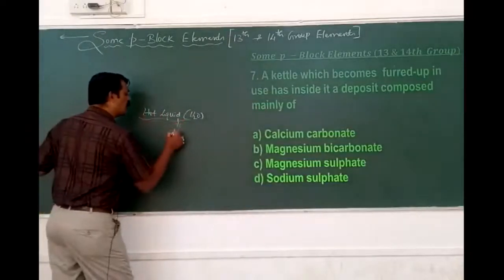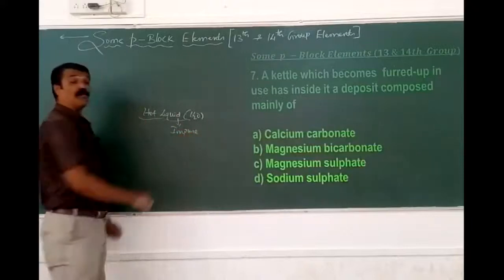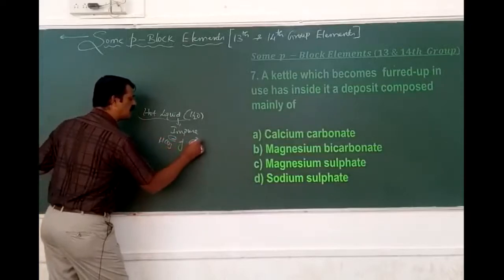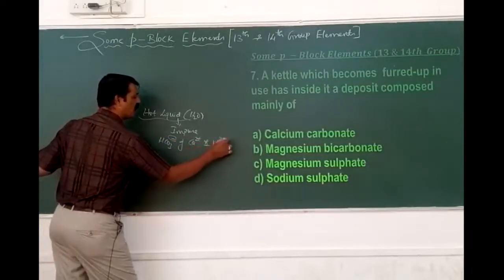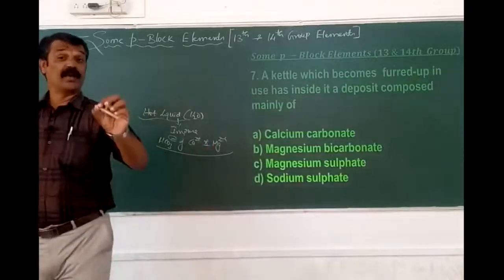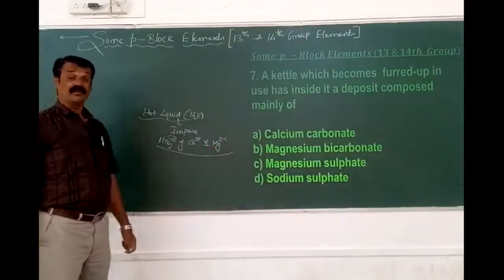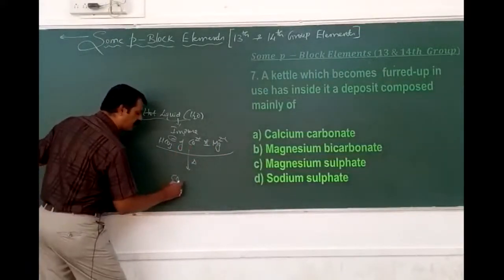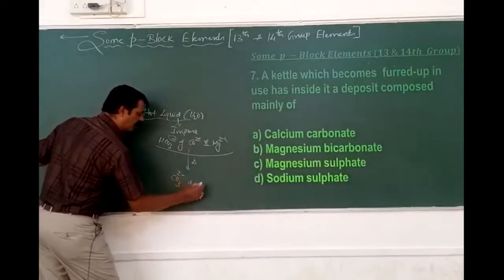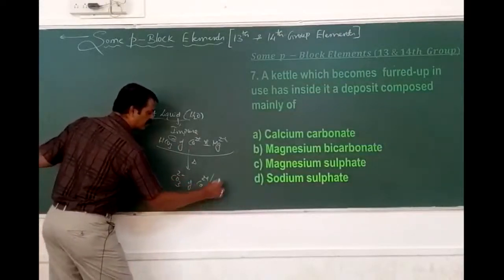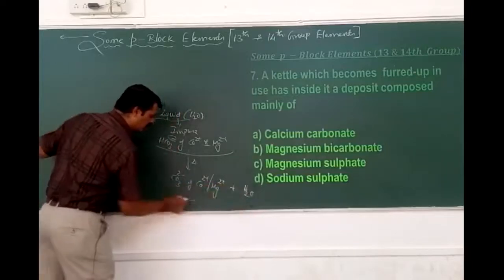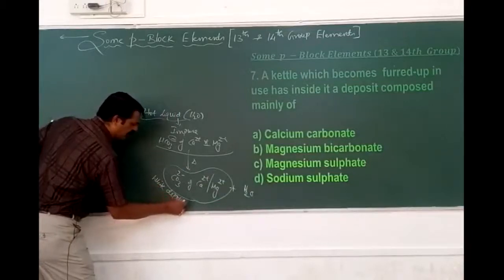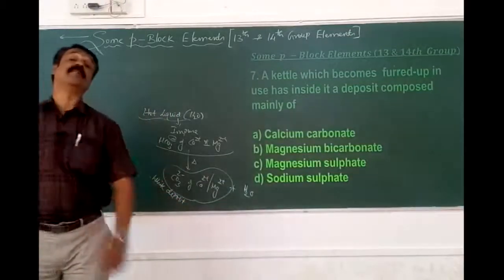Suppose the water is impure. It contains the bicarbonate of either calcium or magnesium. What does hard water consist of? The bicarbonate of calcium or magnesium. As it is boiling, at a high temperature, this bicarbonate is converted to the carbonate of either calcium or magnesium, along with the removal of water. So we get a white deposit of calcium or magnesium carbonate.